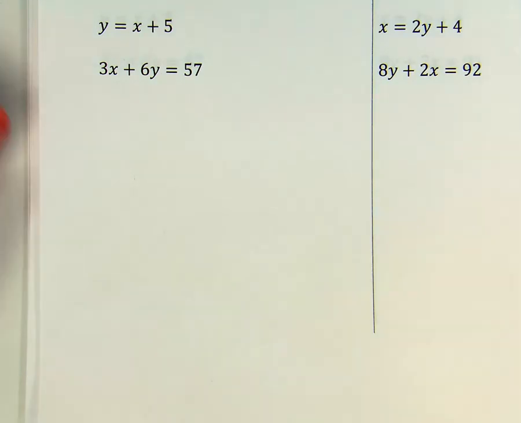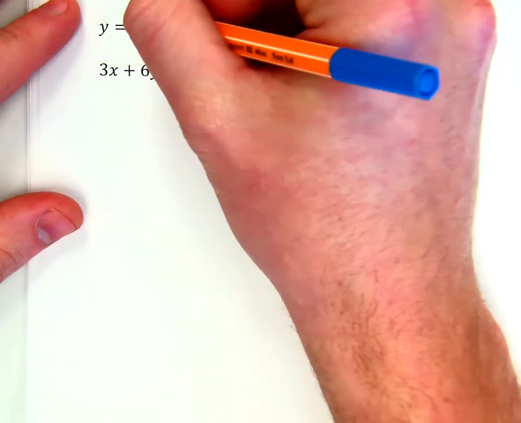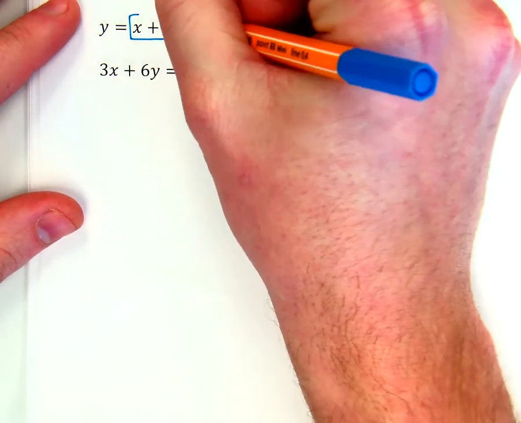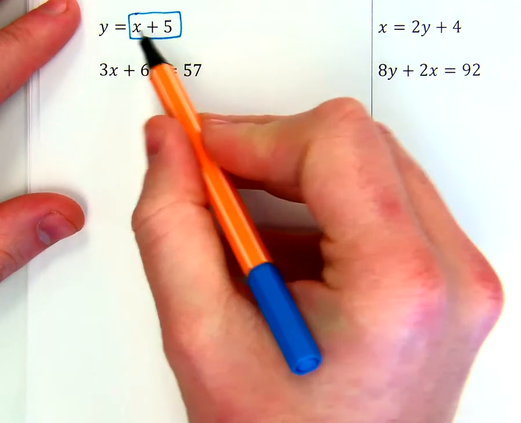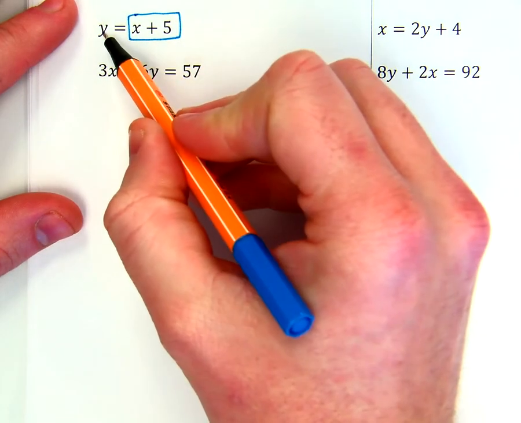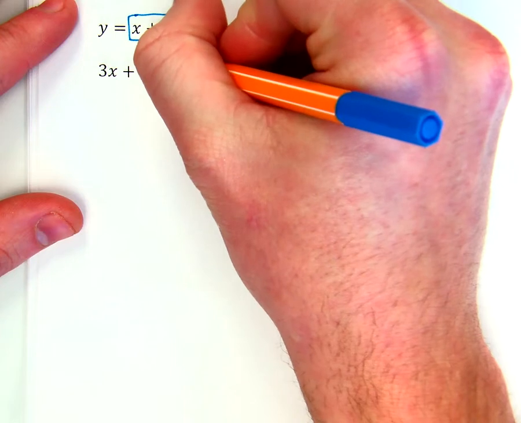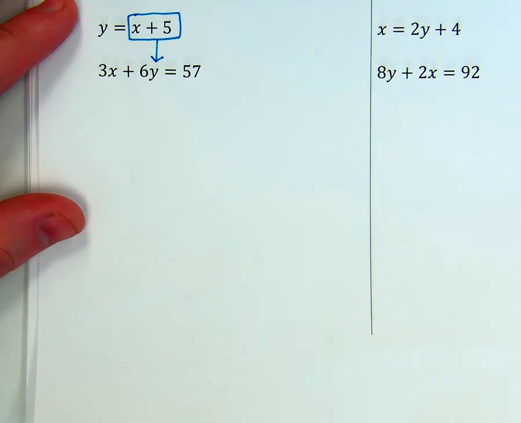Example number 3. This time y is the same as x plus 5. So whatever x plus 5 is, we know that it is the same as y. Because y is the letter all by itself, this is the letter we're going to replace. So we're going to change y in the bottom problem to x plus 5.